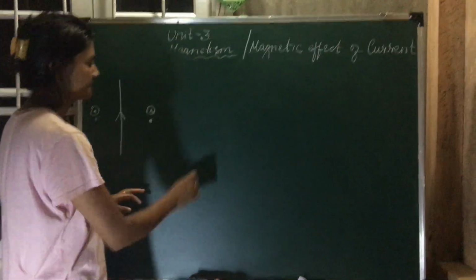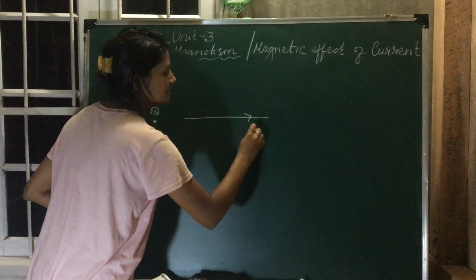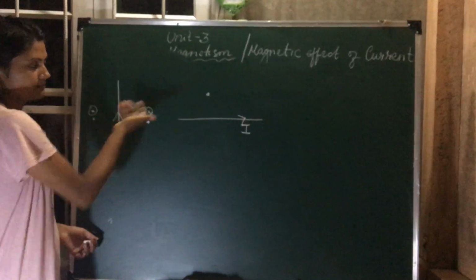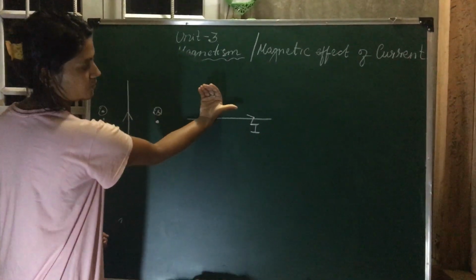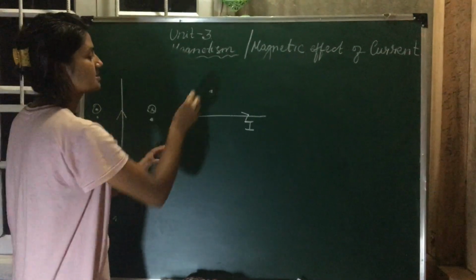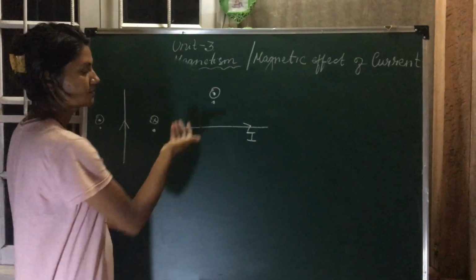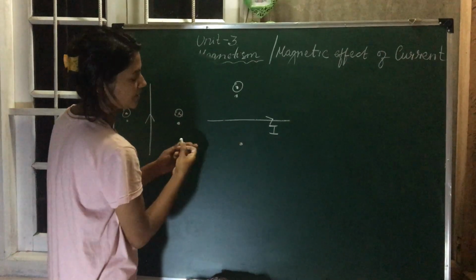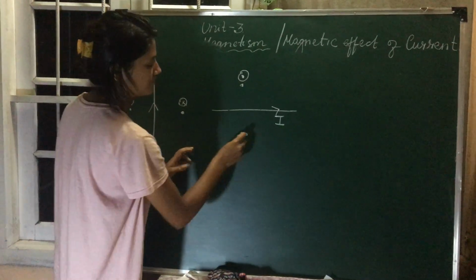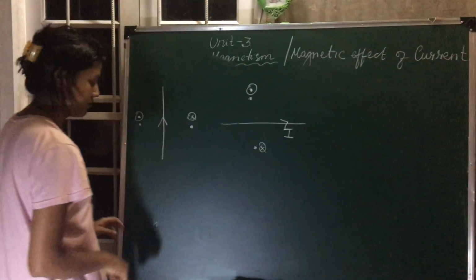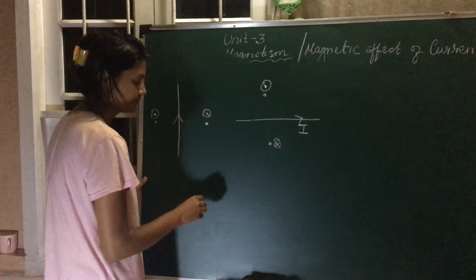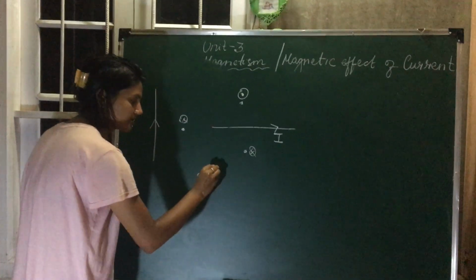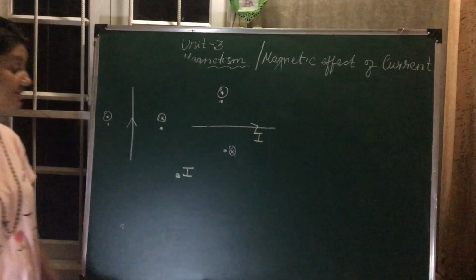Now another. The current is going this way. What is the direction of magnetic field at this point? It's coming out. This one, right? Fine. Now down. What is the direction of magnetic field? Inside, cross. Now let's say another. Let's say this is current.